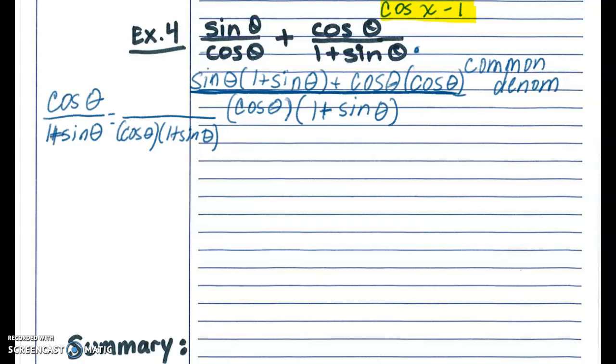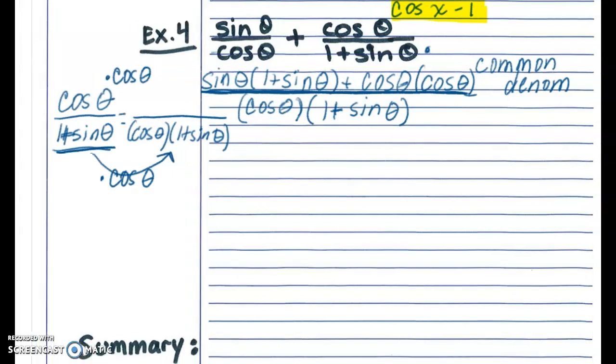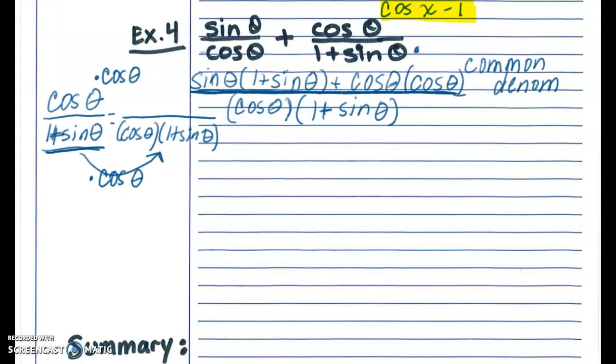It's 1 plus. So you ask yourself, what do I need to multiply this by to get to this? Well, I already have the 1 plus sine theta. I'm missing that cosine theta. So I have to multiply this times cosine theta. Whatever you do to the bottom, you got to do the top. Okay, so that's exactly what I have right here. This cosine times cosine theta times cosine theta. Hope that helped.